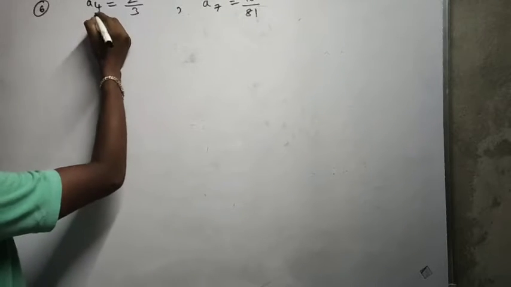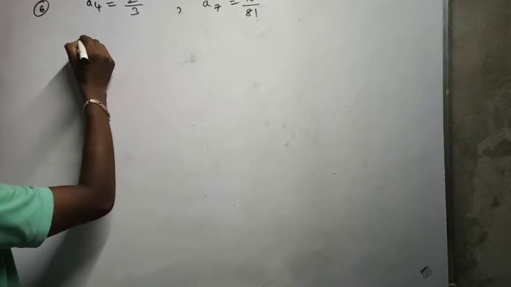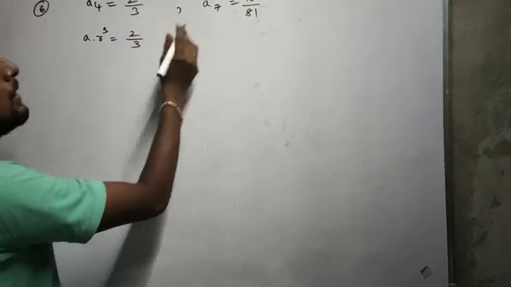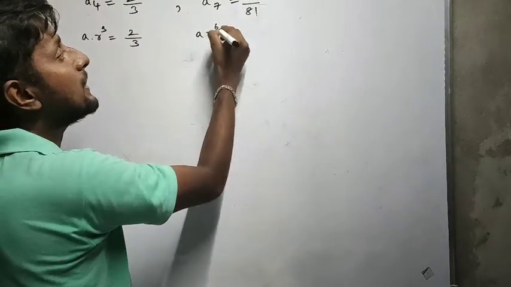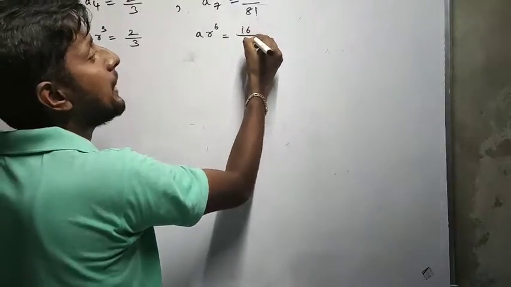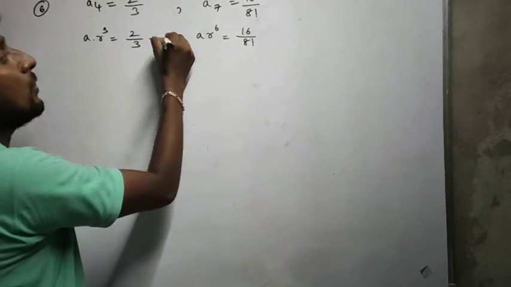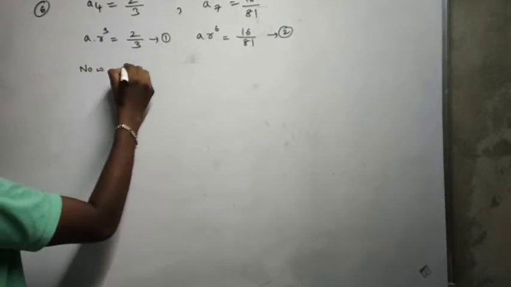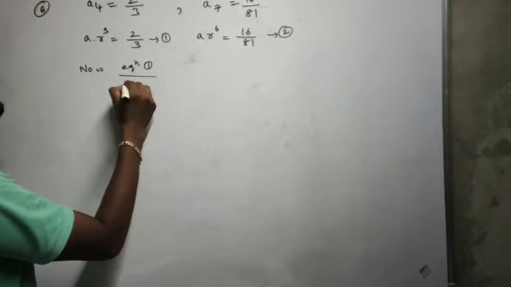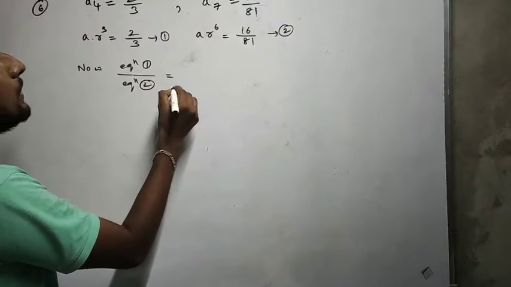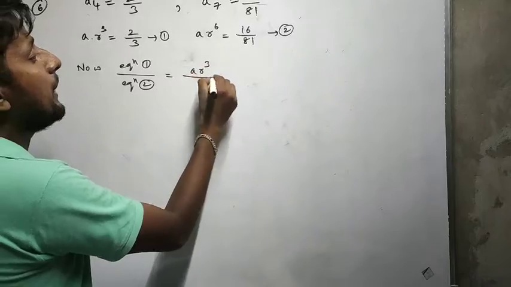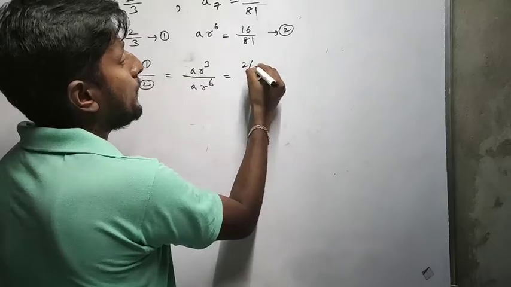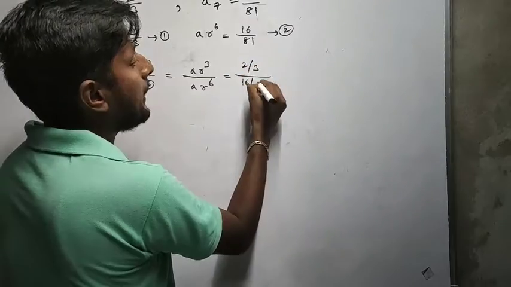Let's write the equations first. From this we'll write A into R power 3 is equal to 2 by 3, and from this A R power 6 is equal to 16 by 81. That's equation 1 and equation 2. Now do equation 1 by 2: A R power 3 by A R power 6 is equal to 2 by 3 by 16 by 81.